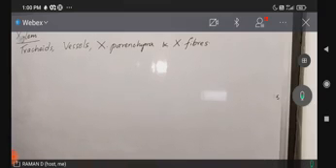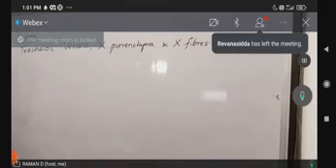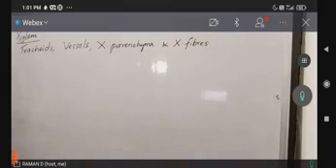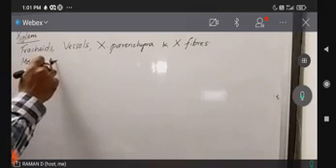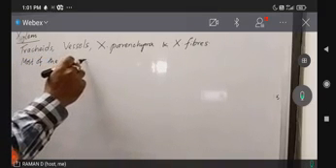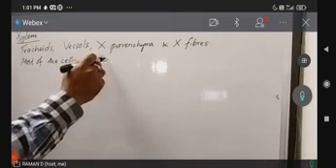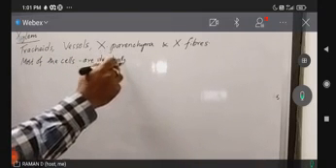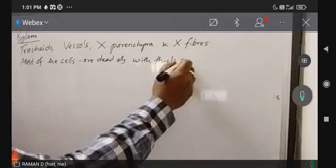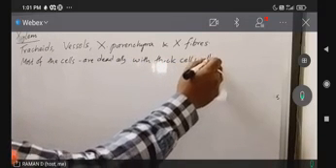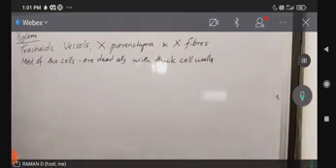Out of these cells, many of them are supportive in nature. That means they are dead cells. And the cells of these structures have thick walls. Most of the cells are dead cells with thick cell walls, since they are supportive in nature.